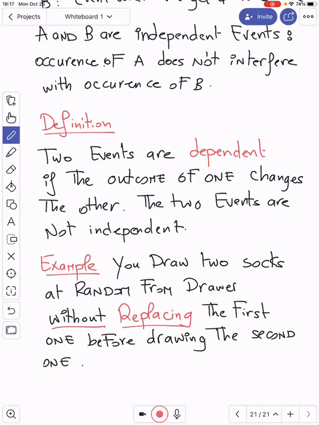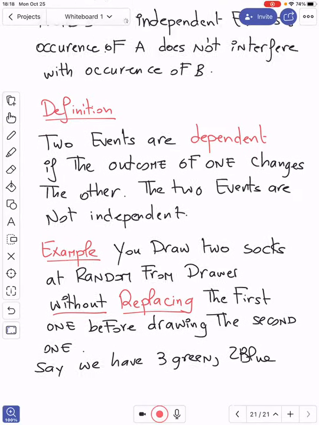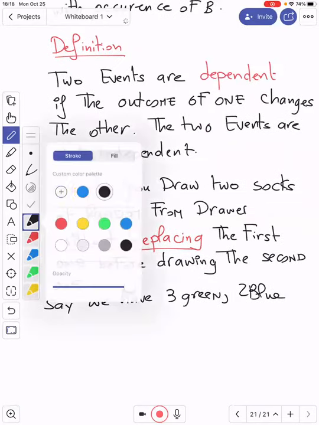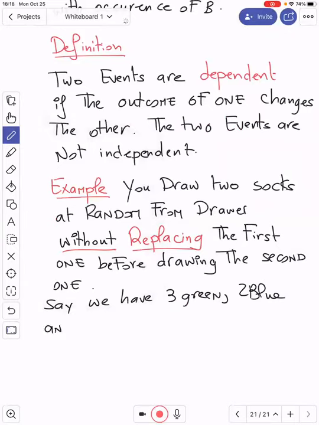So for example, let's say we have three green, two blue, and one red sock, right?